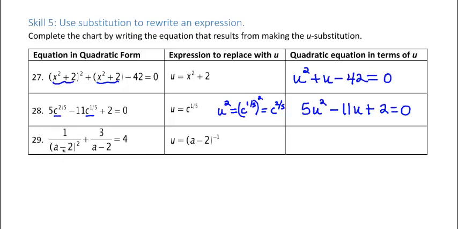29 is 1 divided by a minus 2 squared plus 3 divided by a minus 2 equals 4. And our substitution expression is that u is a minus 2 to the negative 1. Well, recall that a minus 2 to the negative 1 is really 1 divided by a minus 2 to the first, or just 1 divided by a minus 2. So we see here that we have 1 divided by a minus 2 squared. And if we square the 1 divided by a minus 2, we will actually get 1 divided by a minus 2, squared.